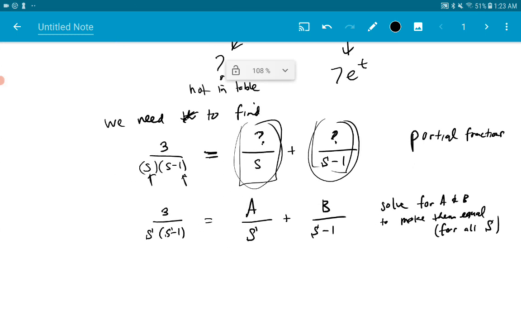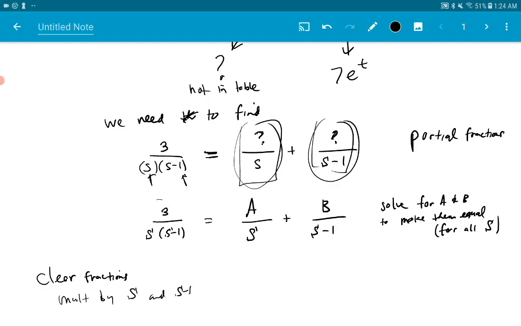Okay, so anytime you're trying to solve an equation that has fractions in it, you do something called clearing fractions. How do you clear fractions? You multiply both sides by the least common denominator. In that case, I'm going to multiply both sides by s, and also by s minus 1.